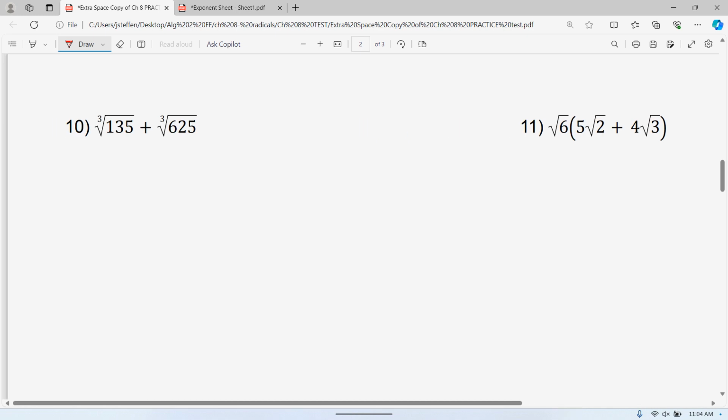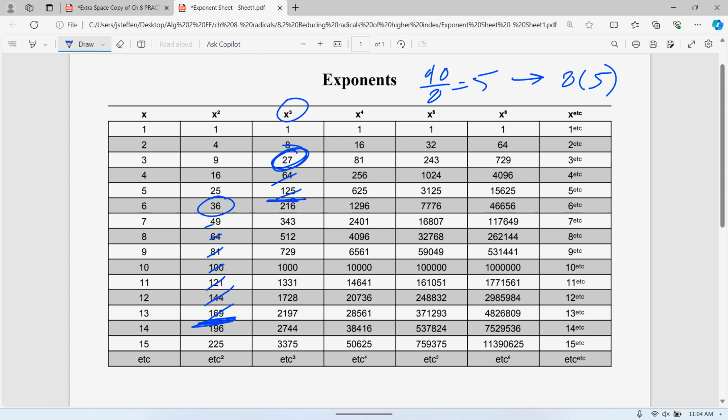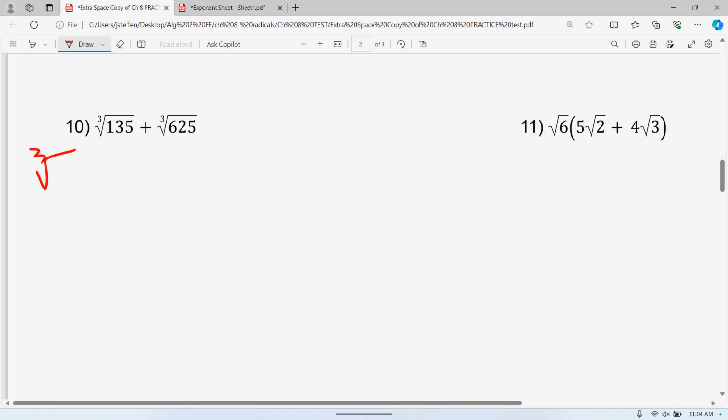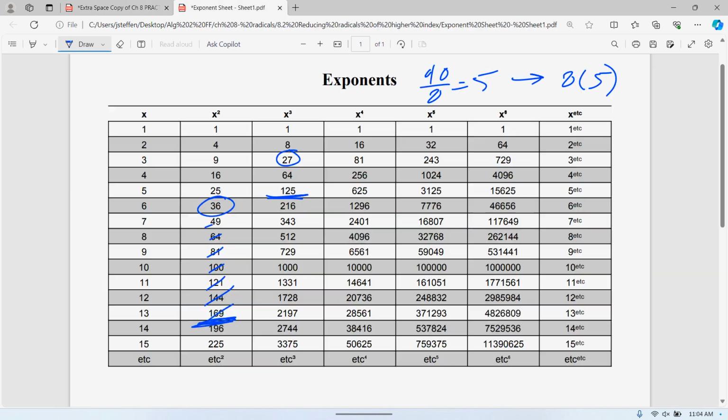Some more adding and subtracting of 135. 125 doesn't work, 64 doesn't work. This is the third root of 27 times the third root of 5. 27 times 5 is 135. And then 6 right here on our list.